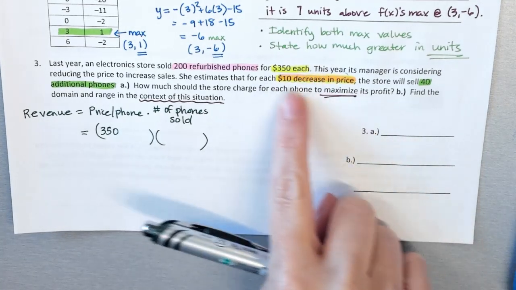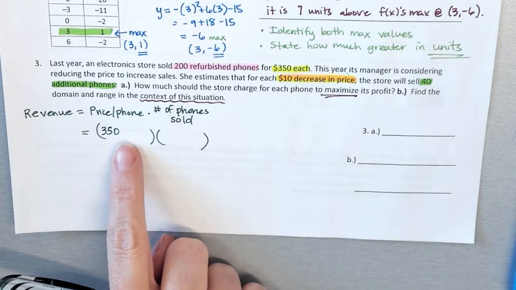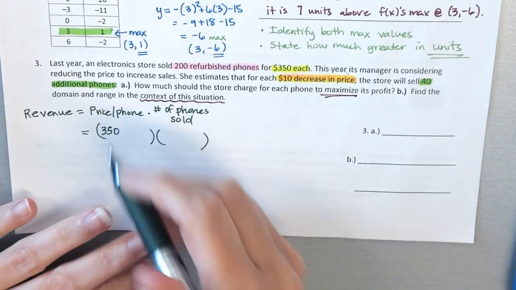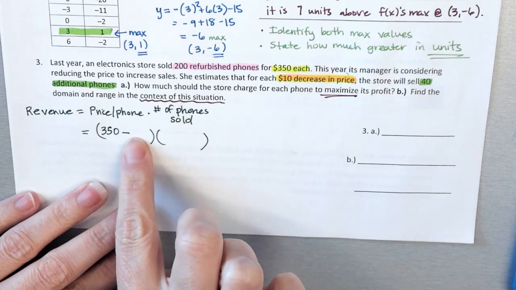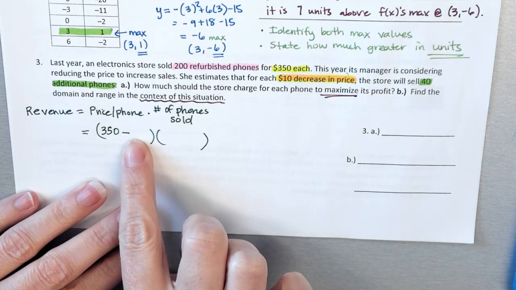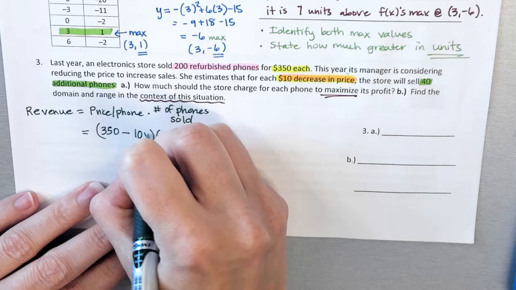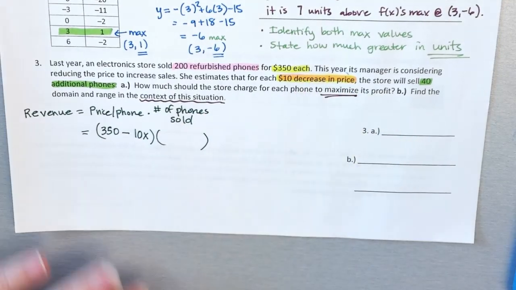Okay, so Emerson, if it's a decrease, what am I going to put here? Okay, so I did minus, and then what did you put with it? Yeah, 10x, okay? So the x is going to go with the decrease in the price.